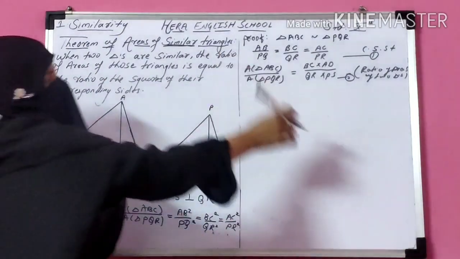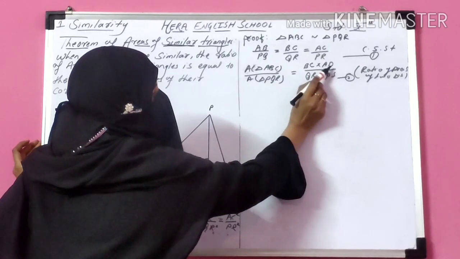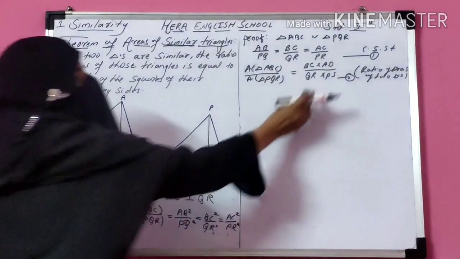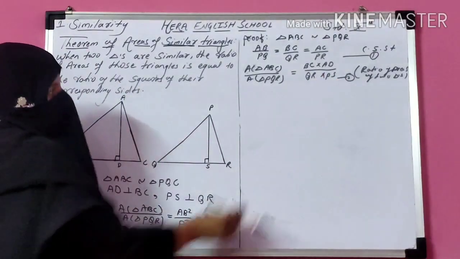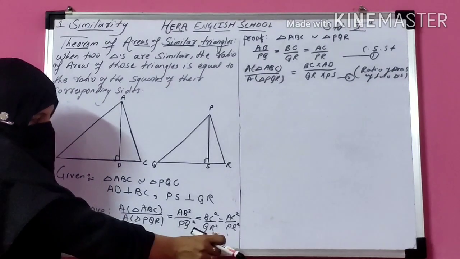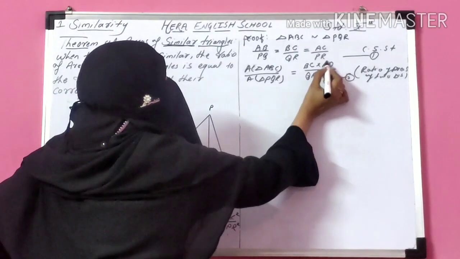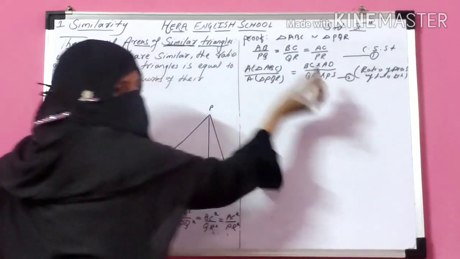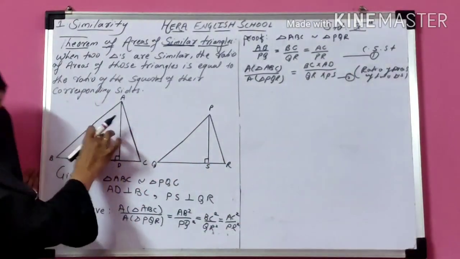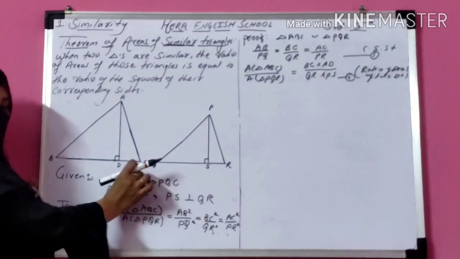Now observe here 1 and 2. BC into AD, QR into PS. If you replace AD with BC, then it becomes BC square. If you replace PS with QR, then it becomes QR square. That means you can prove this corresponding side BC square upon QR square. That means we have to replace AD and PS with BC and QR. To replace AD and PS, I suppose these two triangles, that means triangle ADB and triangle PSQ.